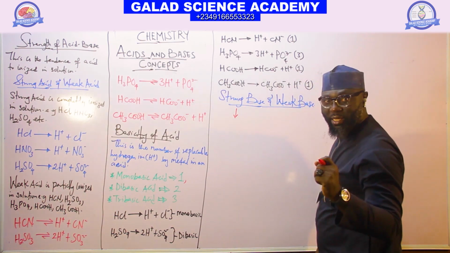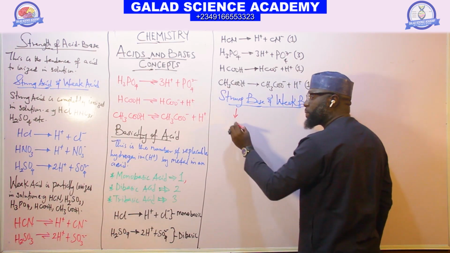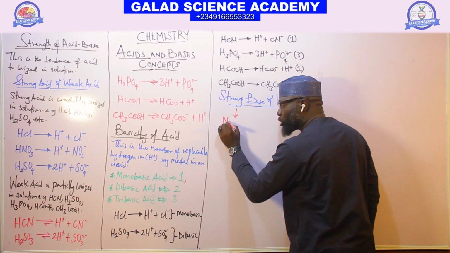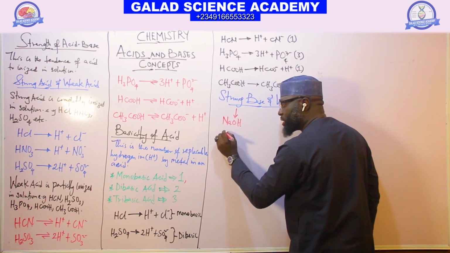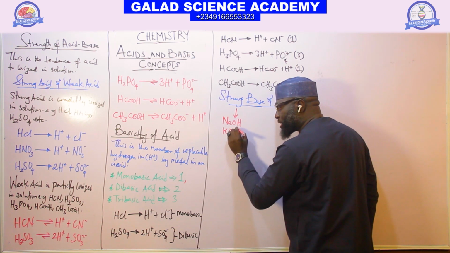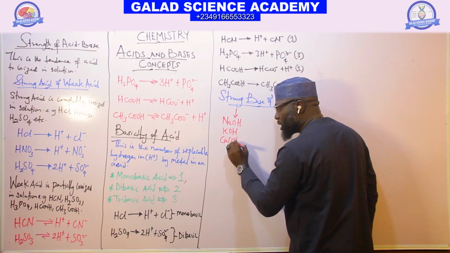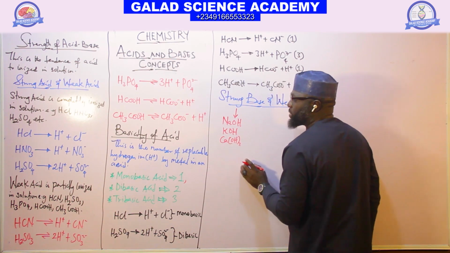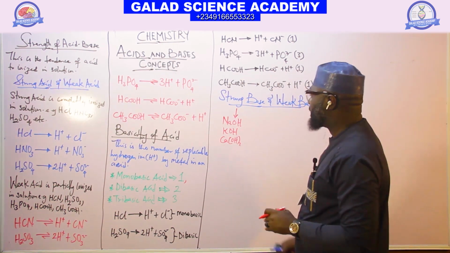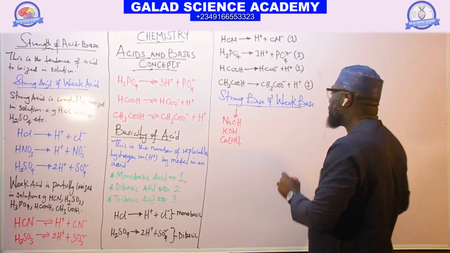Examples of strong bases are the bases of group 1 elements and group 2 elements. Sodium hydroxide is a strong base. Potassium hydroxide is a strong base. Calcium hydroxide is a strong base, except lithium hydroxide. So these are the strong bases.